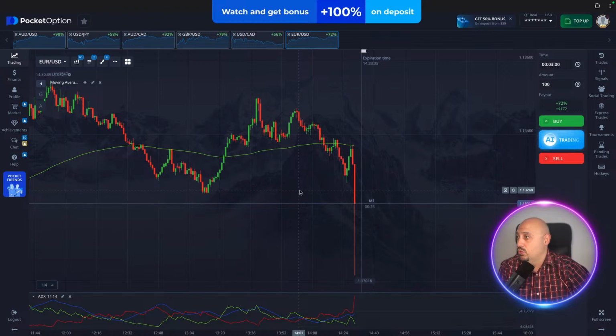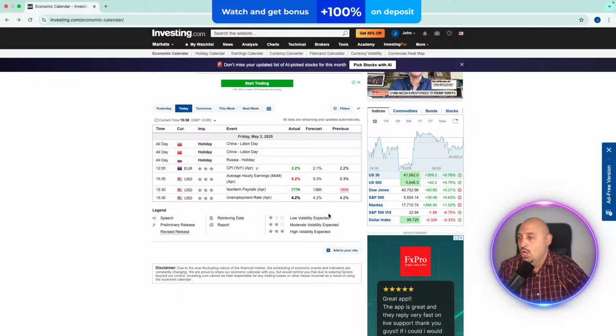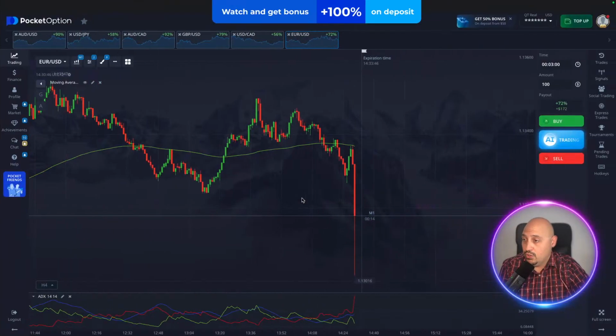Euro USD, the euro took a hit. The dollar is trying to gain strength. I'm assuming because of the positive news of the NFP, and also because of no change in the unemployment rate, which is considered positive overall.